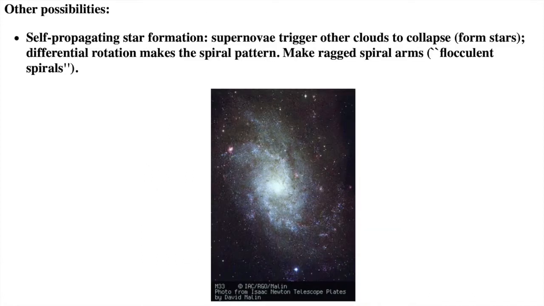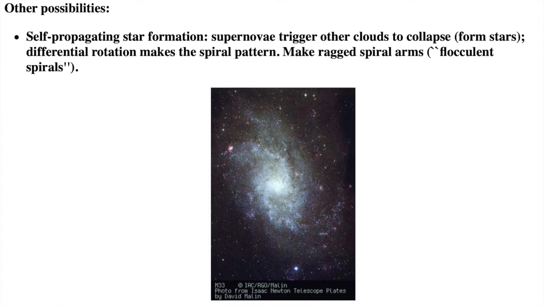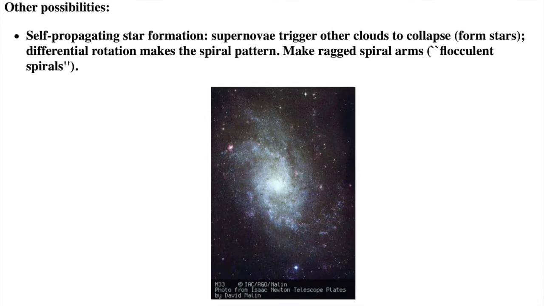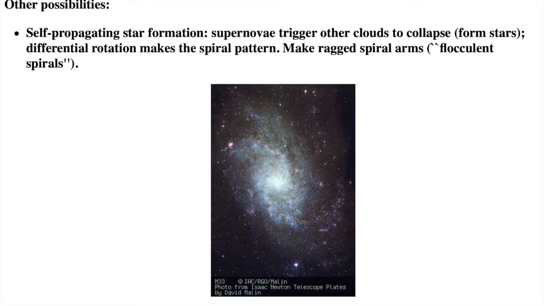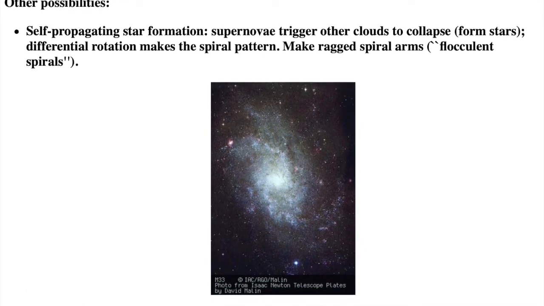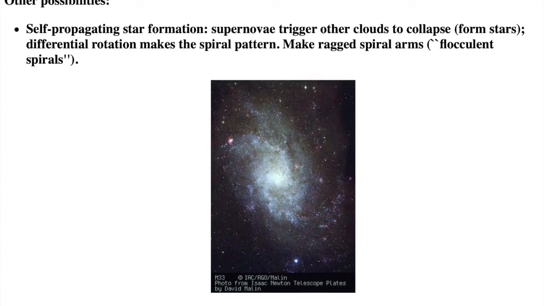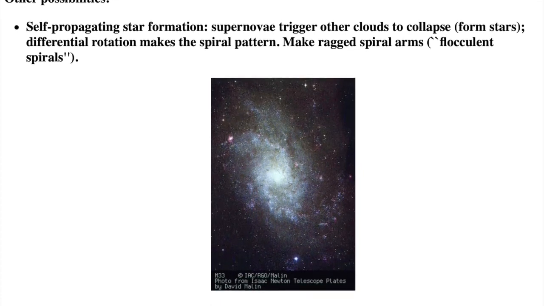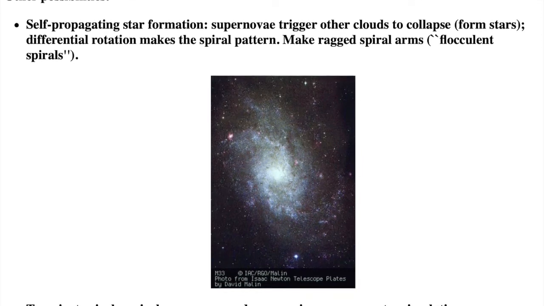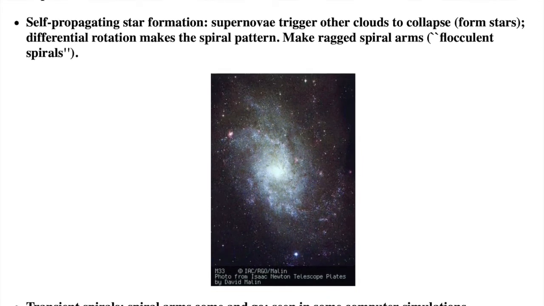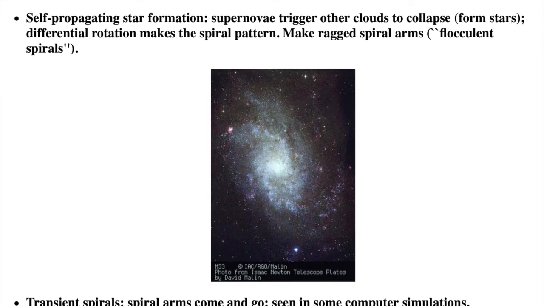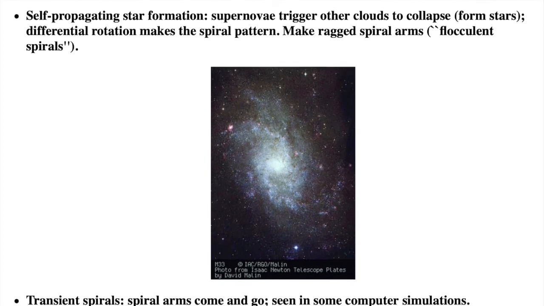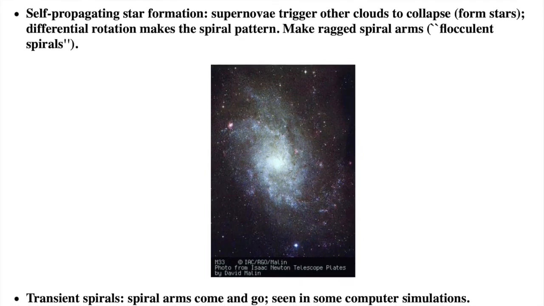A couple of other ways of making spiral arms are possible. In a process of self-propagating star formation, the shock waves from supernova explosions shape the spiral pattern. When a supernova shock wave reaches a gas cloud, it compresses the cloud to stimulate the formation of stars. Some of them will be massive enough to produce their own supernova explosions to keep the cycle going. Coupled with the differential rotation of the disk, the shock waves will keep the spiral arms visible. This process will make ragged spiral arms, the so-called flocculent spirals, like in the small nearby spiral galaxy M33.